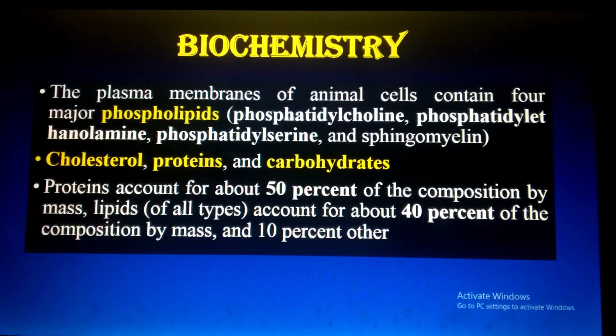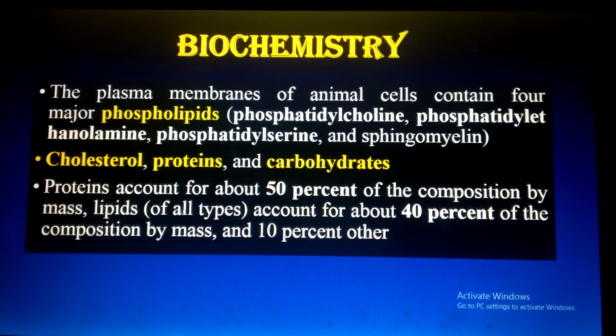4 types of phospholipids. And phospholipid, you know that this is a very important type of the lipid, which is made up of the fatty acids and the phosphate group. So phospholipids are the most important type of the lipids, and there are 4 types of phospholipids present in the cell membrane. They are phosphatidylcholine, phosphatidylethanolamine, phosphatidylserine, and sphingomyelin. Besides the phospholipids, you can see here the cholesterol and proteins and carbohydrates are also present.